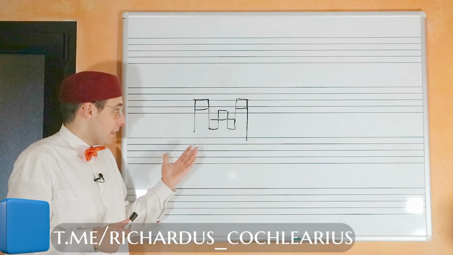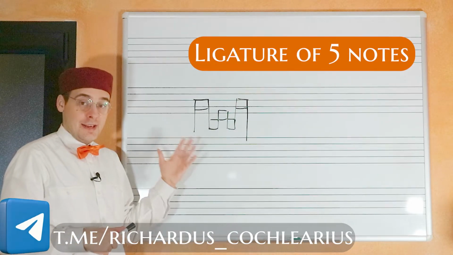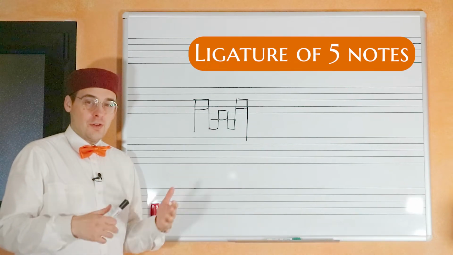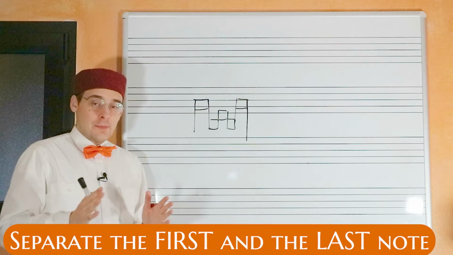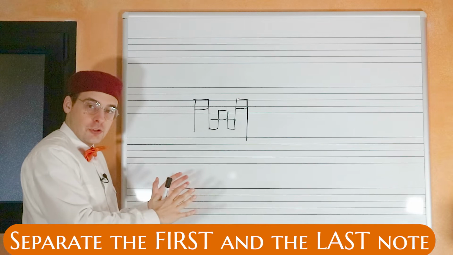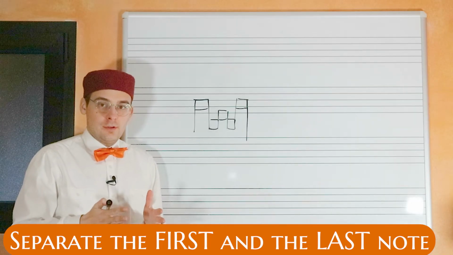This is an example of a 5 notes ligature. The correct method to read a ligature with more than 2 notes is to separate the first and the last note from all the ligature. Let's see an example.